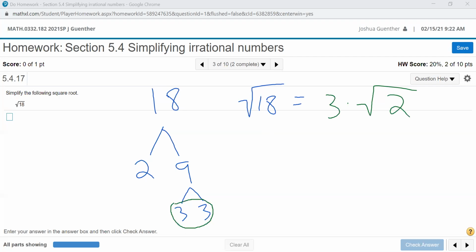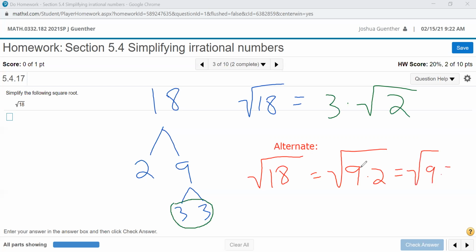An alternate way is if you can make this connection right off the bat. If you can just tell yourself that square root of 18 is the square root of 9 times 2. Why would you do that? Because what you've done is you've taken the largest number that is a perfect square. 9 is a perfect square. And you've kind of branched it out of the 18. And then you can rewrite this as the square root of 9 times the square root of 2.